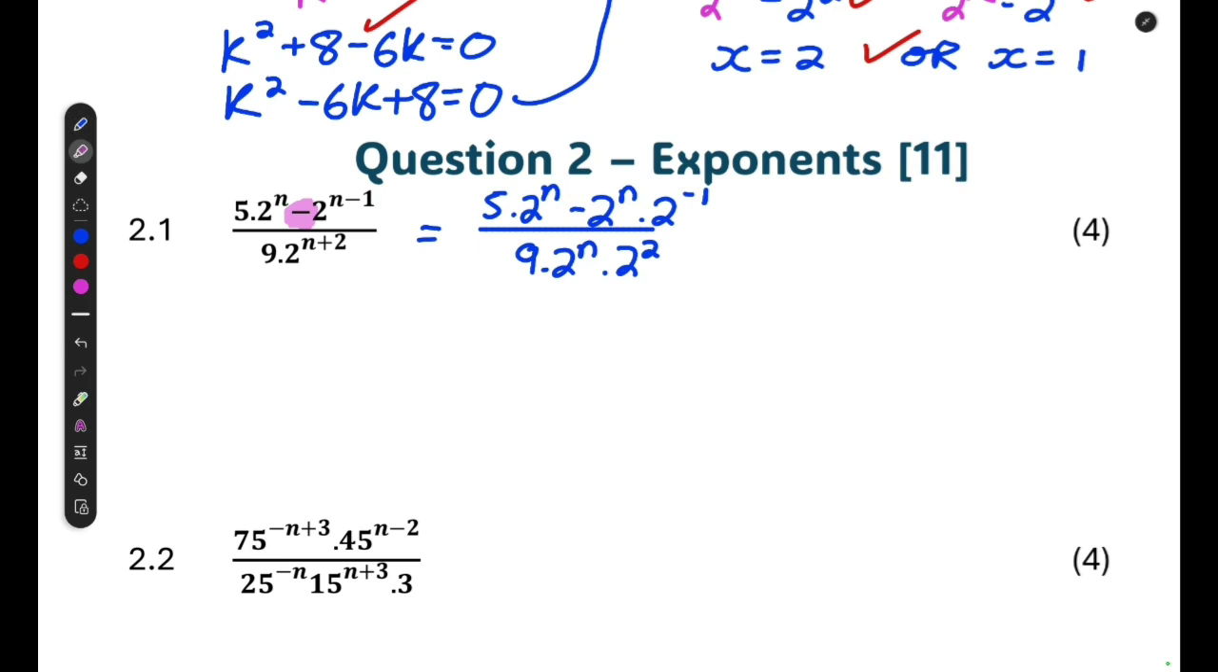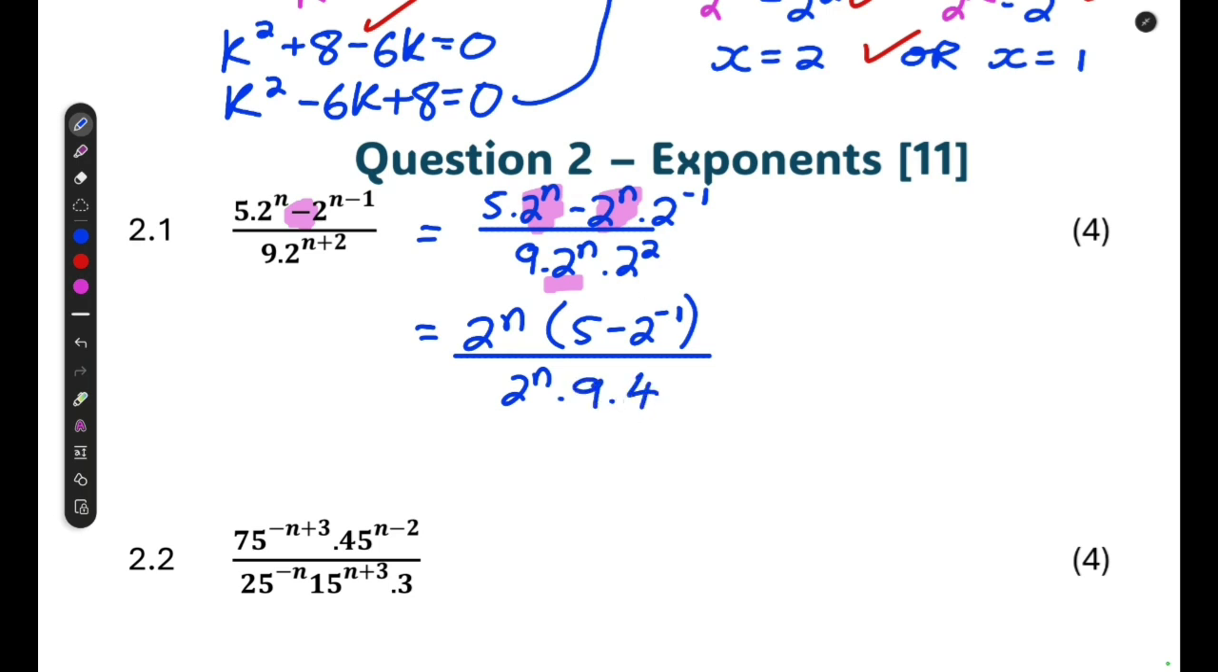Okay, now I need to search for my common factor. There it is. And it's also at the bottom, so it will be able to cancel out. So I'm going to say 2 to the power n, and then what remains is 5 minus 2 to the power minus 1, all over, I'm just going to write the 2 to the power n in front, but there's a 9. And the 2 squared, I can change to a 4, just to make my life easier. Then the 2 to the power n's can cancel, and I can just check what is left over.